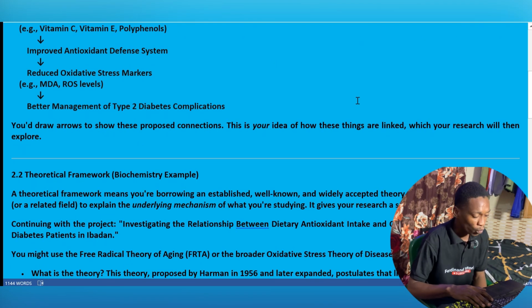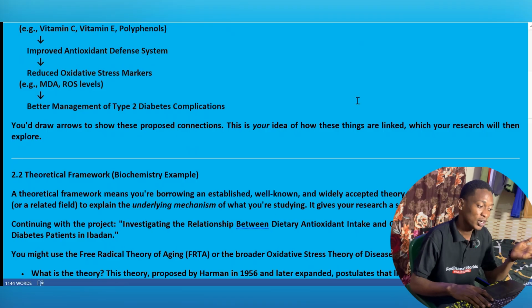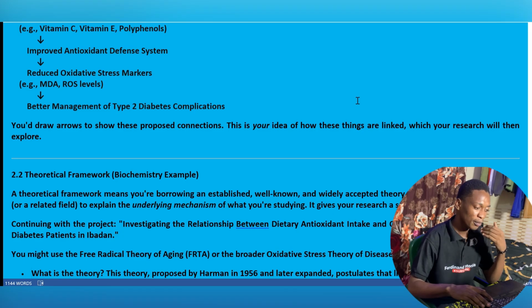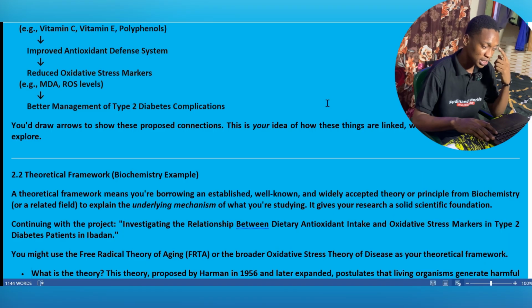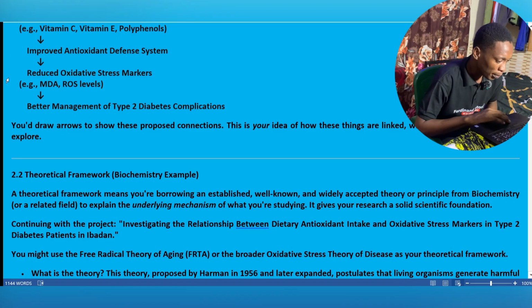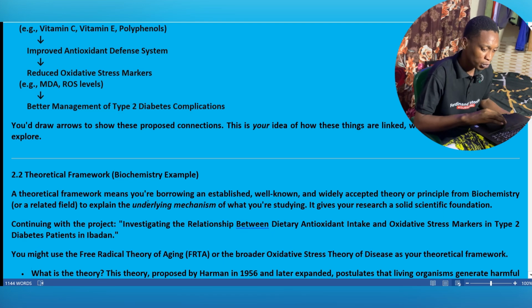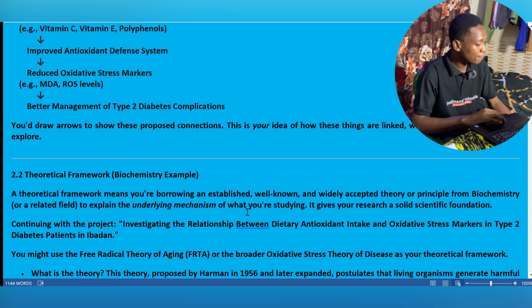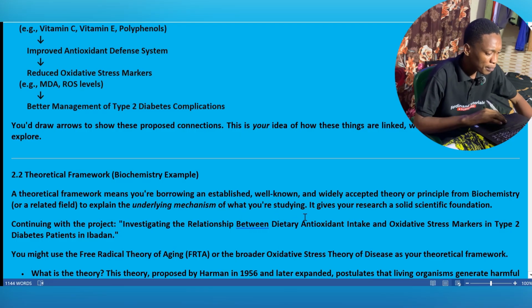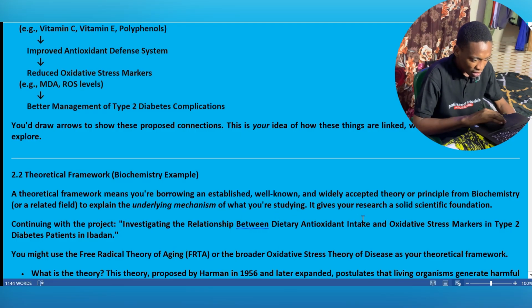In your theoretical framework, remember, I'm using this example as a biochemistry student. This topic is a biochemistry topic, and we are still using our topic. Now, what are we talking about in a theoretical framework? What we are looking at here is you are borrowing an established, well-known, or widely accepted theory or principle from biochemistry or a related field to explain the underlying mechanism of what you are studying.